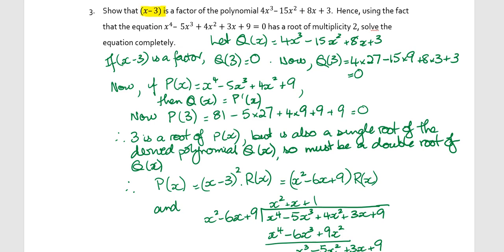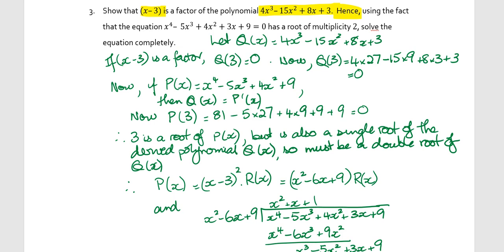Now for our next example, show that x minus 3 is a factor of this polynomial. So we know how we'll do that. We can use the remainder theorem. So if we substituted plus 3 into here and we got a remainder of 0, we know it's a factor. Or alternatively, we could divide that in and see that it went in with no remainder.